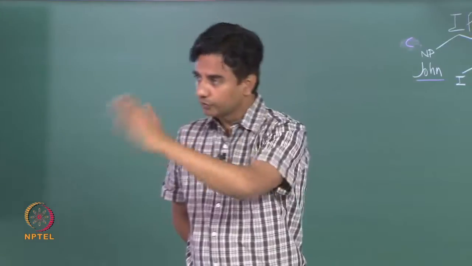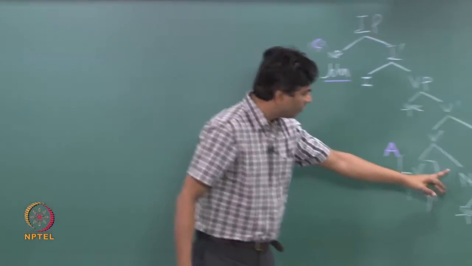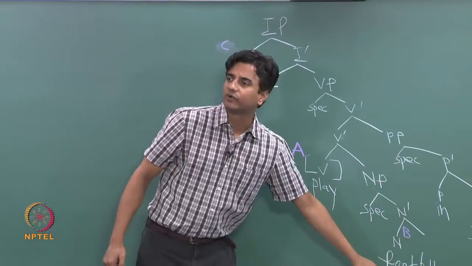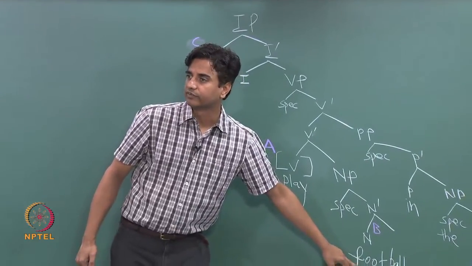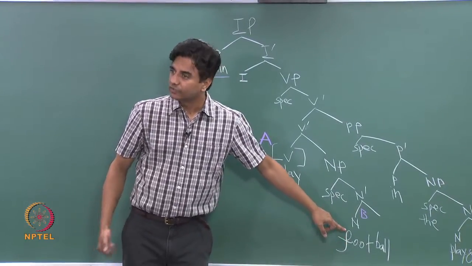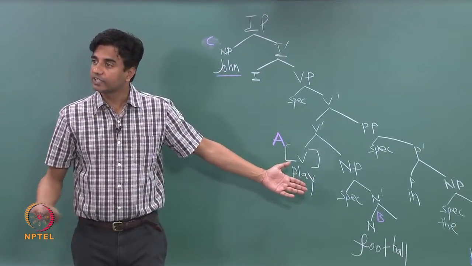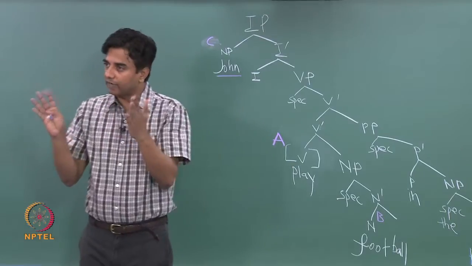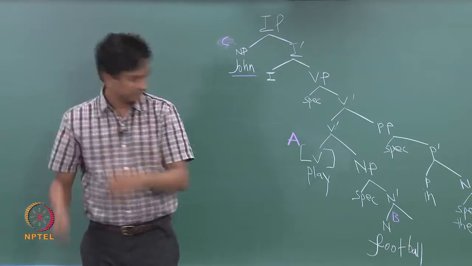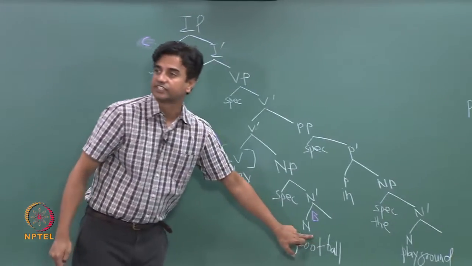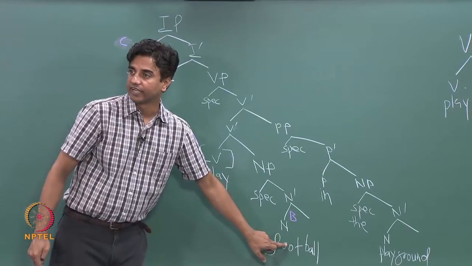Get this thing? You can very well ask this question, why do we need to draw this whole structure when we are only talking about one element, football? You will see, I am glad you gave this example. Now you see, in John's pen, the whole NP has got nominative case. This whole NP gets accusative case. Okay?